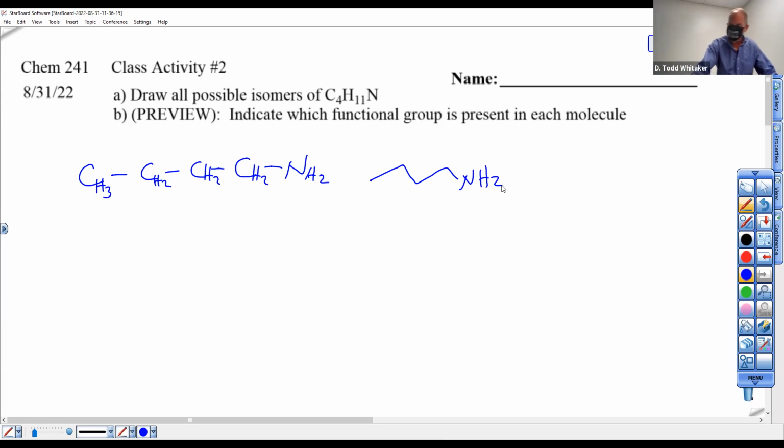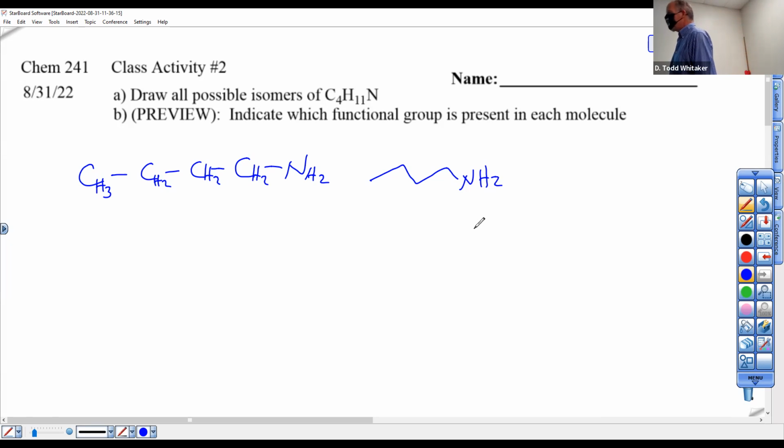Can you verify that's a CH3 on the end? Yes, you can. 1 bond showing, 3 missing. That's a carbon. You're allowed to have them missing. There's 3 H's. 2 bonds showing, 2 H's missing. 2 bonds showing, 2 H's missing. Same story here. Nitrogen, you have to show the H's on the end. You can't skip them. There they are. So that's one.